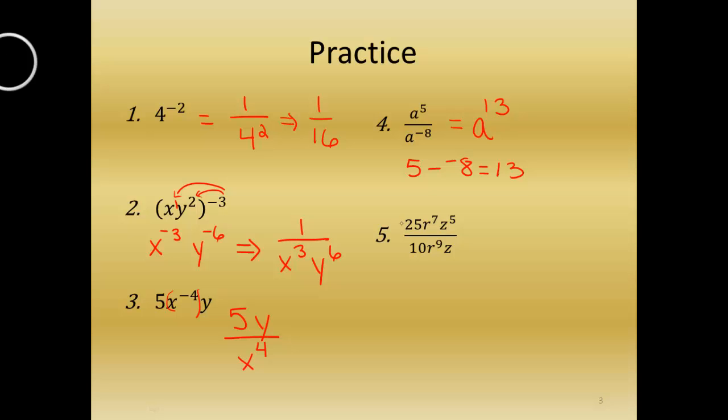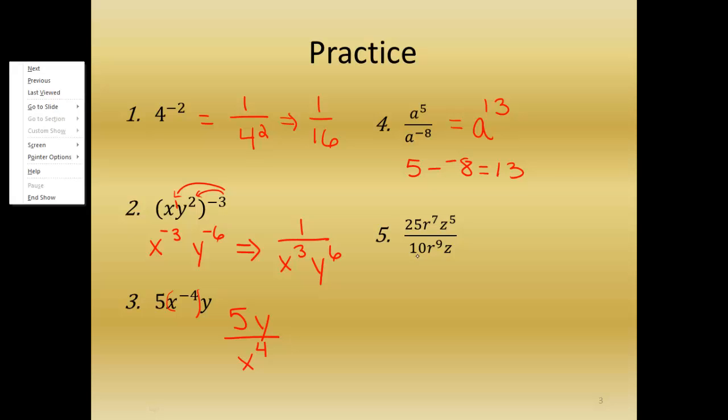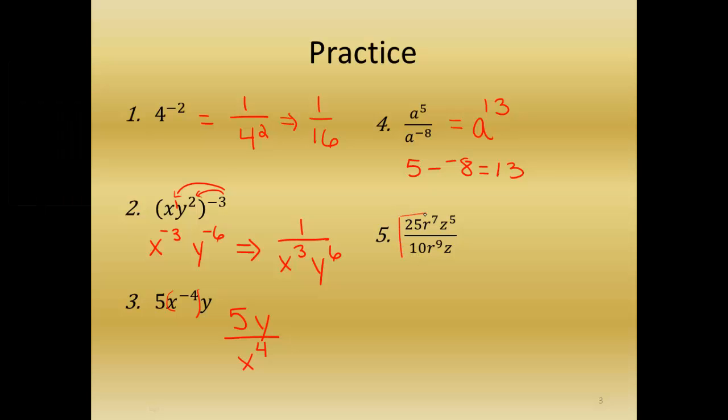Another division property one, first of all with coefficients. With the coefficients here, 25 and 10, I'm going to reduce them by 5. So I get 5 over 2. Subtract my exponents. 7 minus 9 is negative 2. 5 minus 1 is 4. Now I have my negative exponent property on this r to the negative 2. So I'm going to put that on the bottom with the 2. And in the numerator I have the 5 and the z to the 4th.